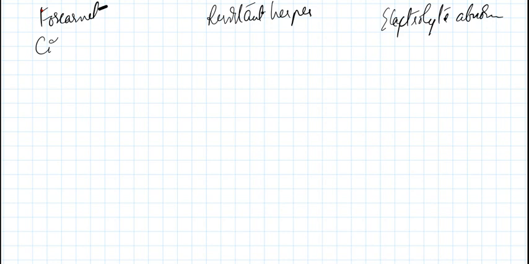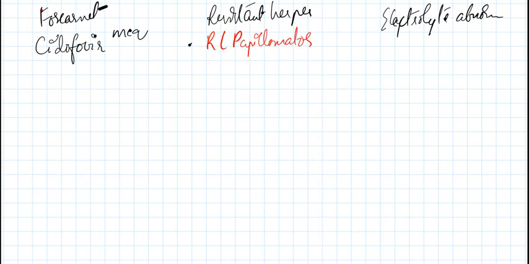Now, cidofovir, guys, this drug can be an MCQ this year, so please check cidofovir also. It is generally used as a drug of choice for recurrent laryngeal papillomatosis. Very, very important MCQ. Cidofovir is used for recurrent laryngeal papillomatosis, and it is also used for infections of BK virus, and as a drug of choice for adenovirus.